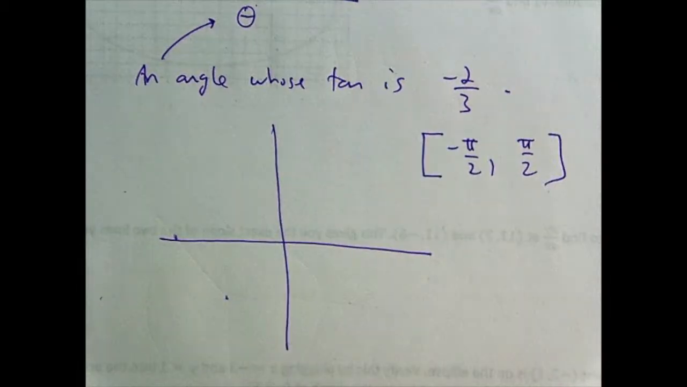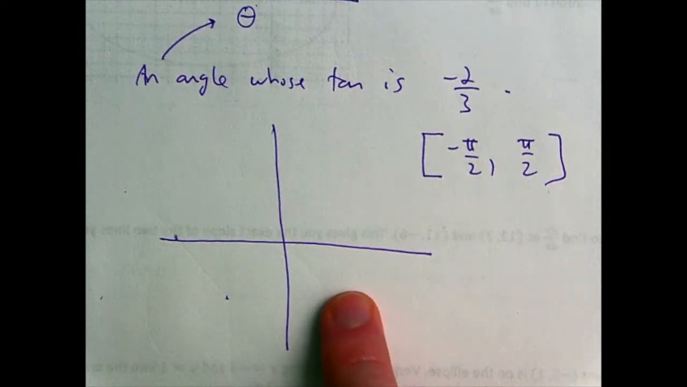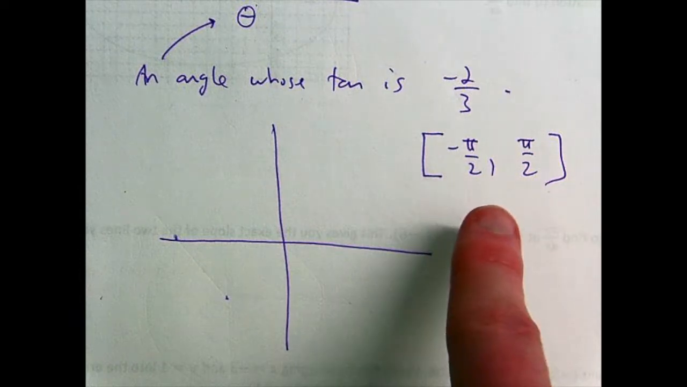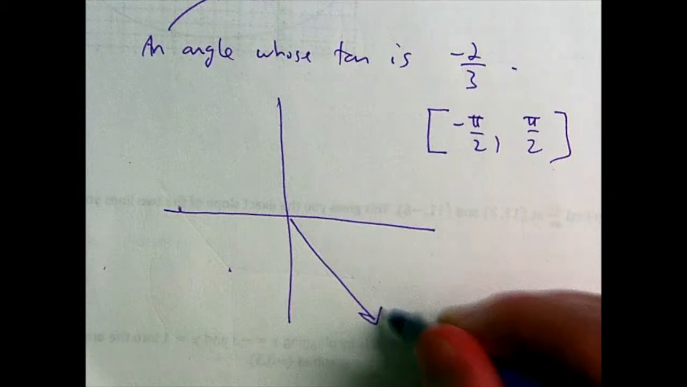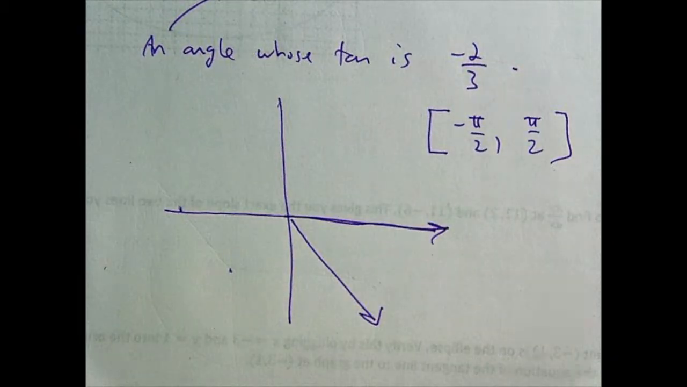Okay, so we have two conditions. Tangent being negative means it's either here or here, second or fourth, and inverse tangent restriction means that this angle is either here or here. The overlap of those two constraints is that theta is actually down here. Theta has to be in the fourth quadrant. All right, so this is theta.